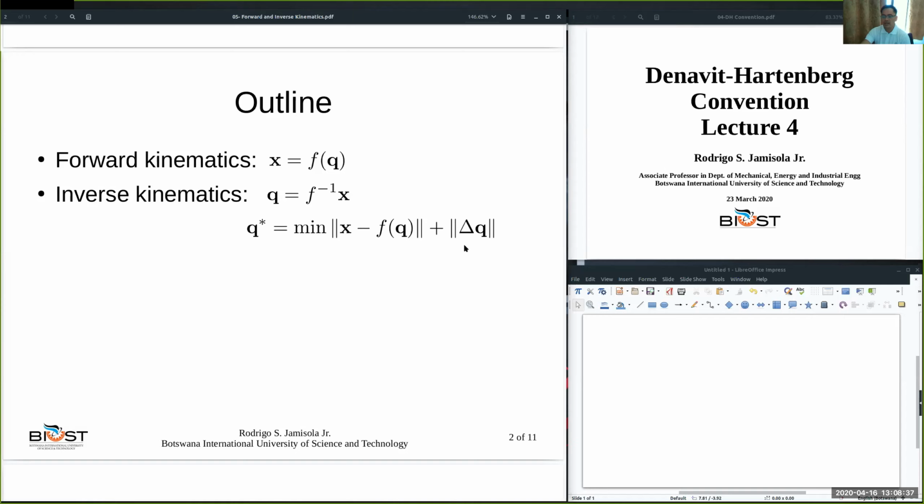That means that there are many configurations. There's an infinite number of configurations, or infinite number of postures of the arm, that will bring about exactly the same world space position and orientation of the hand. And because of that multiple solution, we'll try to find the optimal solution. And so the optimal solution, q star, is the one that brings about the minimization of this summation function.